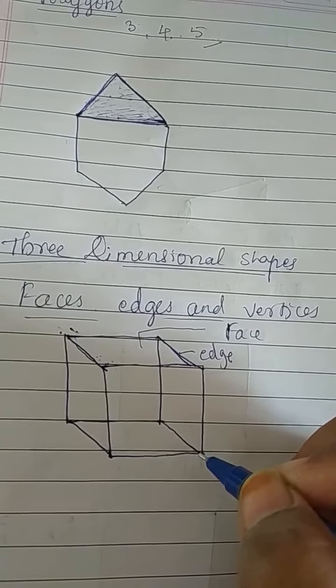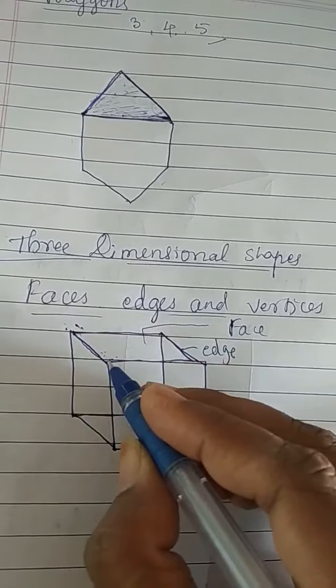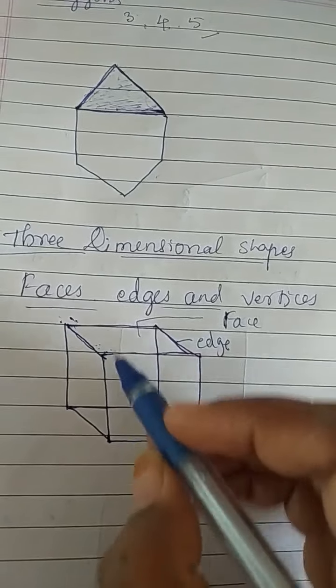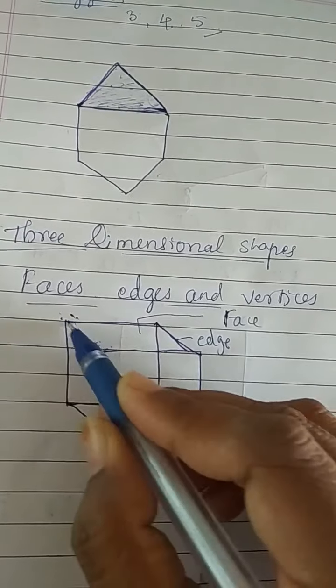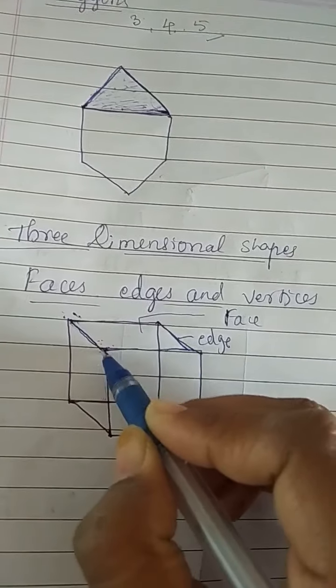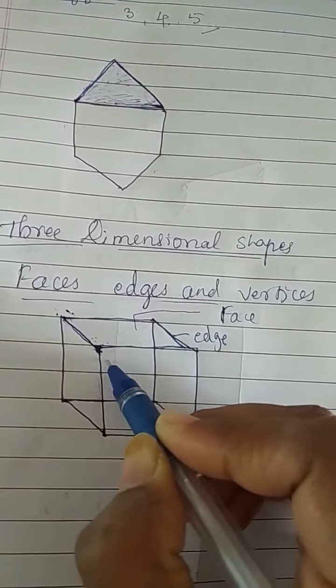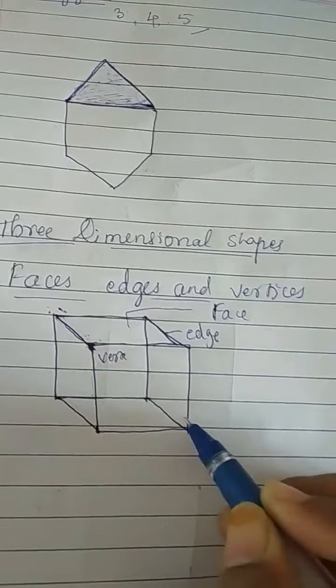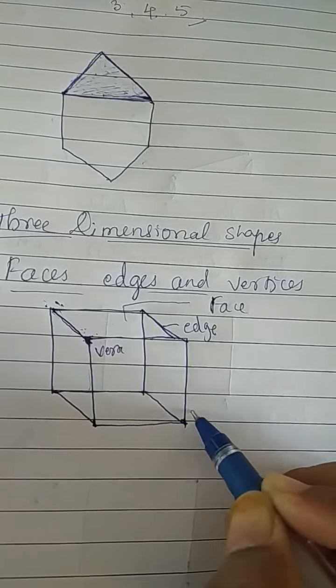Three edges meet at a point, it is called a vertex. Three edges, see 1, 2 and 3, this is what? Vertex, and this is vertex.